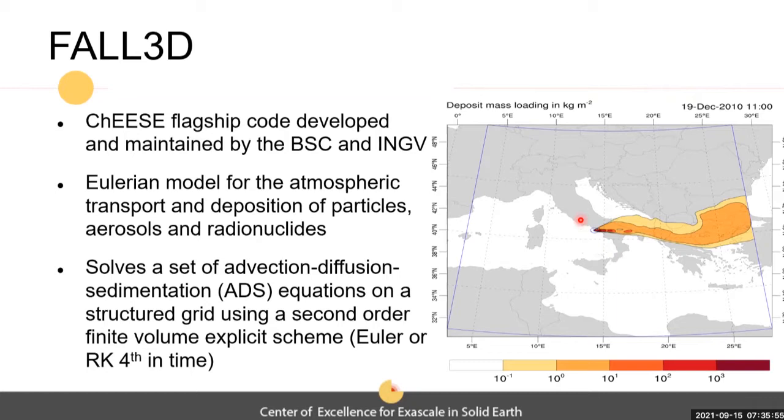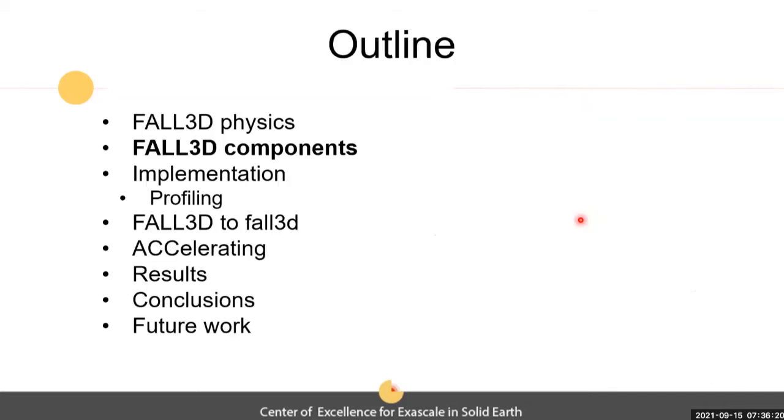It solves a set of advection-diffusion-sedimentation, or ADS, equations on a structured grid using a second-order finite volume spatial scheme, and time integration could be either Euler or Runge-Kutta fourth order. One of the objectives of this CHEESE project is to prepare these flagship codes, including FALL3D, of course, for the coming accelerated systems. So it's mandatory to accelerate these flagship codes.